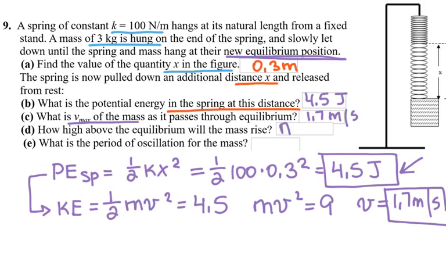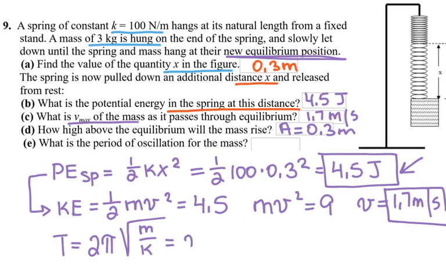And how high above the equilibrium will the mass rise? Because the amplitude is 0.3, it will rise 0.3 meters up and down from the equilibrium. And what is the period of the oscillation? The period of the mass spring system is equal to 2 pi times the square root of m over k. So the bigger the mass, the longer it will take to return to the original position. So I have 2 pi, and mass is 3, and k is 100. So I will get 1.1 seconds.